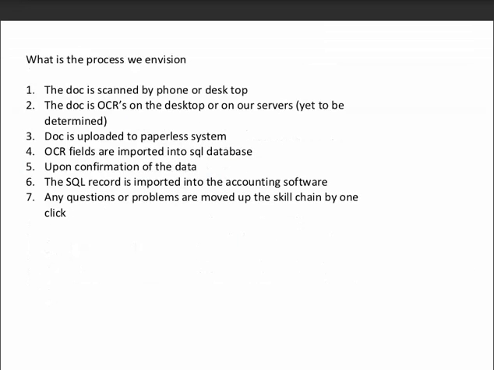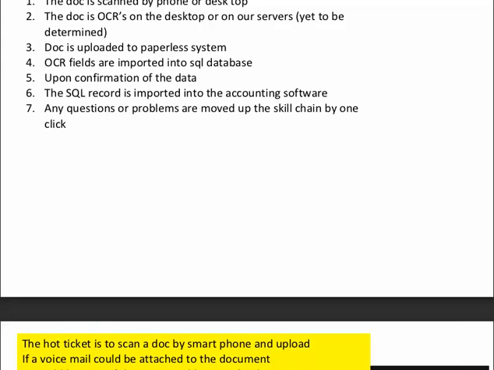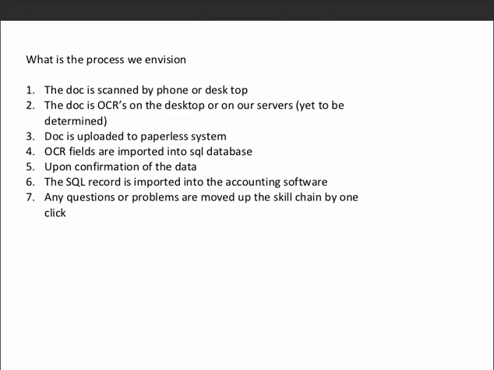What is the process that we envision? Okay, the document is scanned by phone or on the desktop. It's OCR'd on the desktop, and this could be done on the desktop or on our servers, and we're actually working on where that would best occur. We're thinking on our servers because on the server it can use the map that we created for the Home Depot invoice or the Lowe's invoice or the electric company invoice, that sort of thing. The document's uploaded to the paperless system. The OCR fields of data that we needed are imported into the SQL database table.